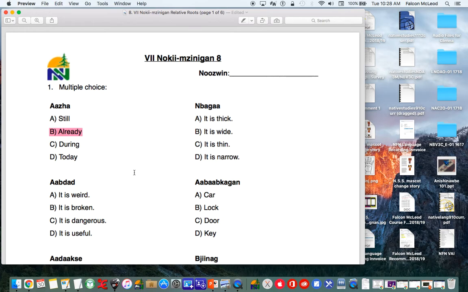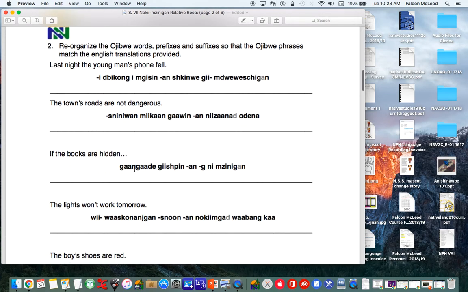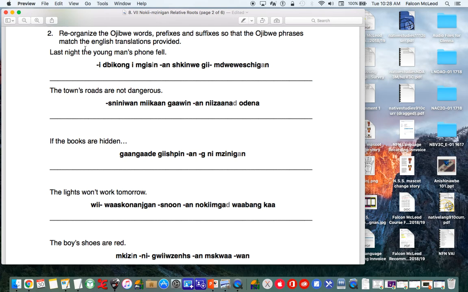All right, so I'll leave the rest of these for you guys to do on your own. All right, number 2, reorganize the Ojibwe words, prefixes, and suffixes so that the Ojibwe phrases match the English translations provided. So here's our English translation. Last night, the young man's phone fell. A lot of this is stuff we've already gone over. And as always, grayed out letters will be dropped. And letters with a dash in front mean it's a suffix. And parts of words with a dash afterwards mean it's a prefix.